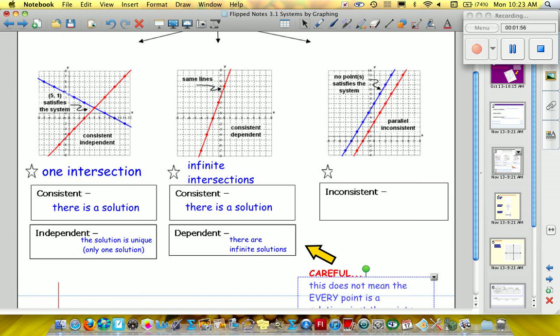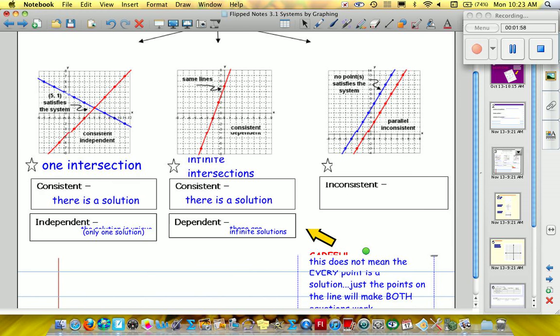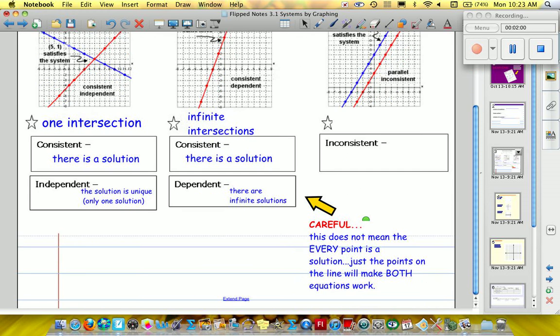Be careful here with the equations that make the same line. You have to think about this. Every single point that is on the graph, for example, like these points, would not be solutions. So these are not solutions. The only solutions that you have to the system are every point on the line. So you have to be careful when I ask you what is the solution.